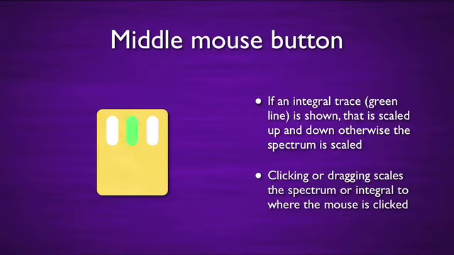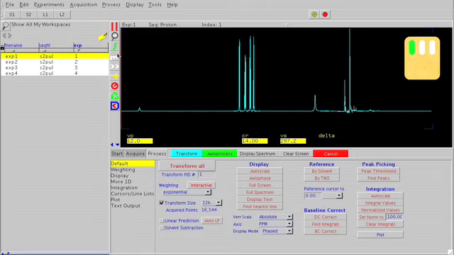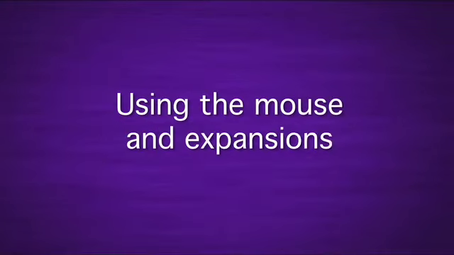The middle mouse button scales either the integral trace, a green line if shown, or the spectrum. Clicking the middle button pulls the spectrum to where the mouse was clicked. Here is the visual prompt for the mouse buttons. Look at the top right corner to see which mouse button was clicked during this demo. Mouse and expansions.